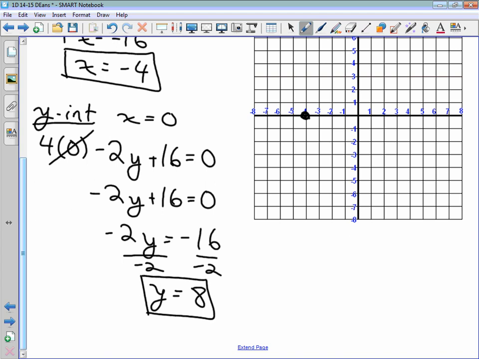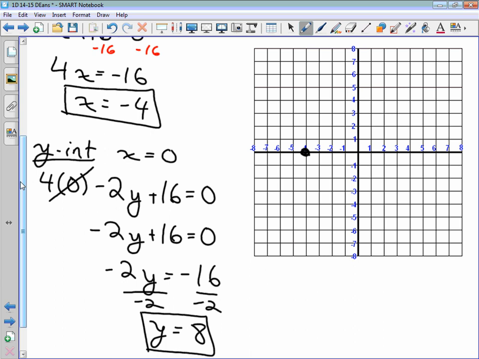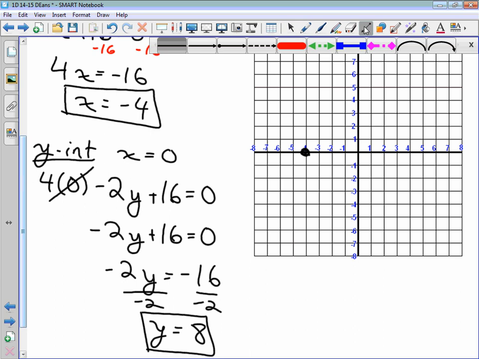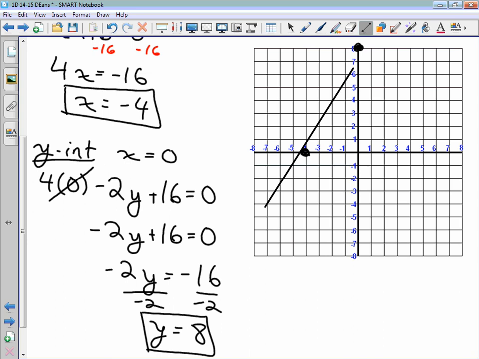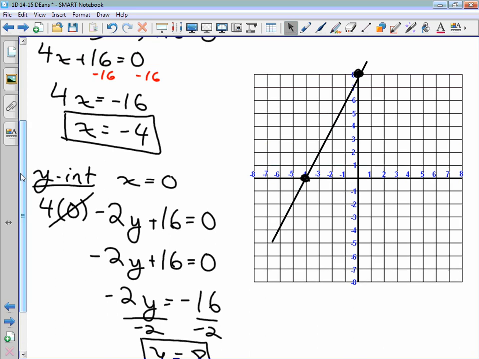Okay. So I can plot y equals positive 8 as my other intercept way up here like this. Connect the two of them with a straight line, and that'll be my graph. Oh, that's not exactly a... There we go. There, that's better. Connecting with a straight line, we got our graph. And we're done with x and y intercepts.